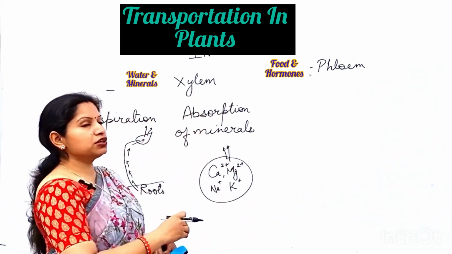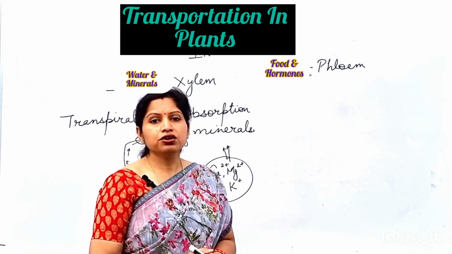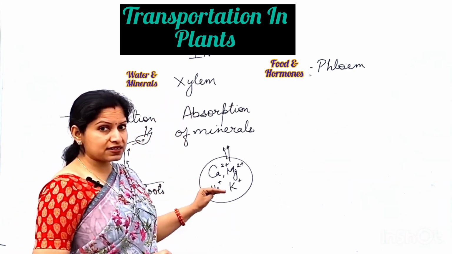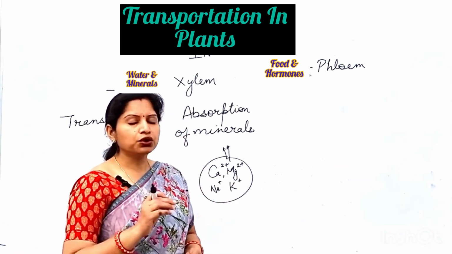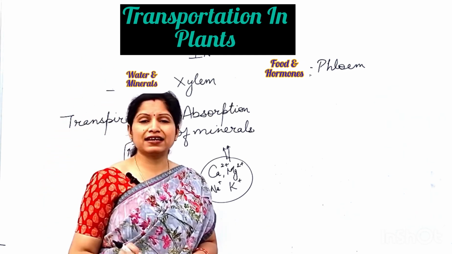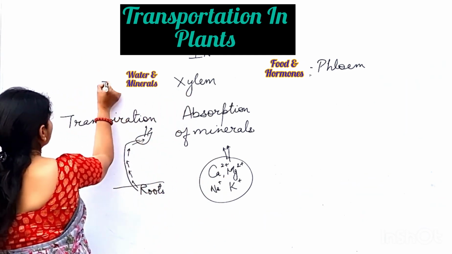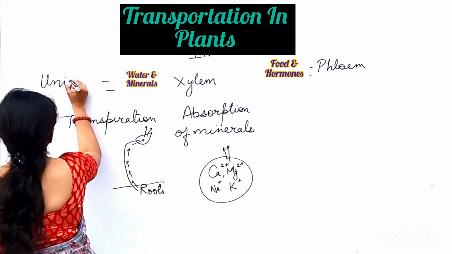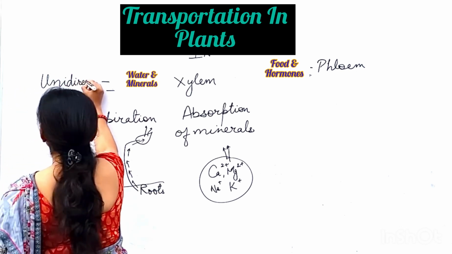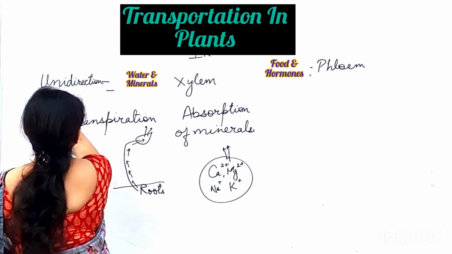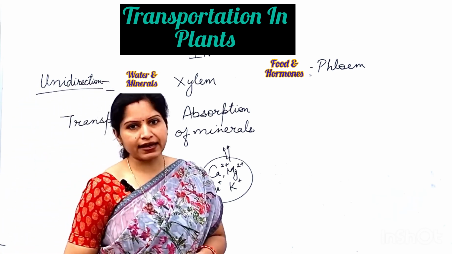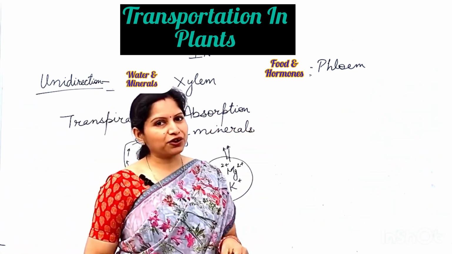Now coming to transportation of food. One more thing about transportation of water is that it is unidirectional. The water from the roots will be ascending only in the upward direction. So remember, the transportation of water is unidirectional. It is just in a single direction. It's different from that of food.